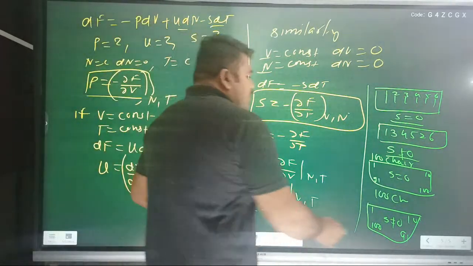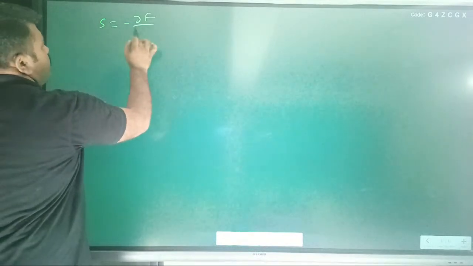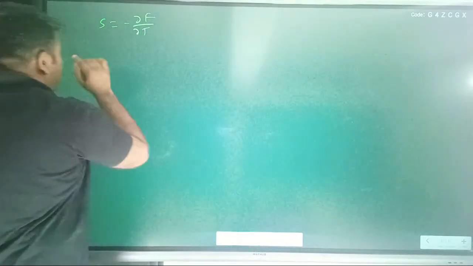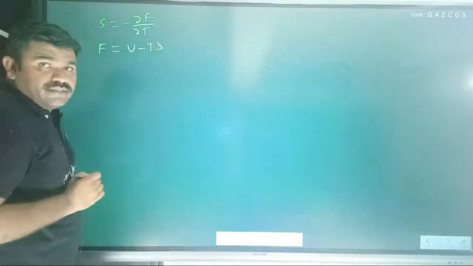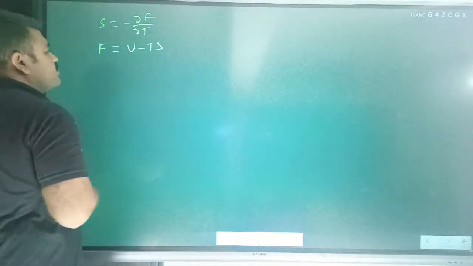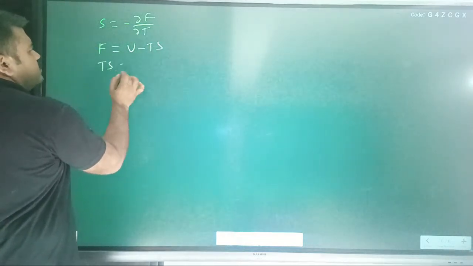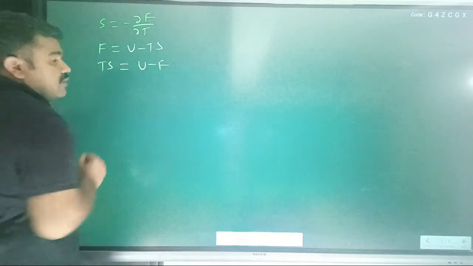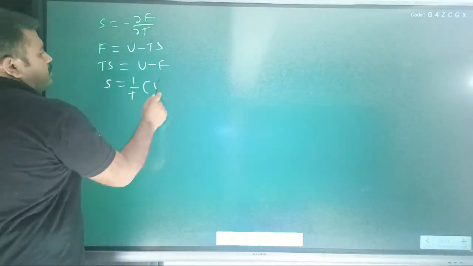But to find out the entropy, we can use two formulas. Which one? Entropy S is equal to minus ∂F/∂T. Or we know that the Helmholtz free energy F is equal to U minus TS. So in this also you can find out the entropy. Take the TS on this side, then TS is equal to U minus F. Then S is equal to 1 upon T times (U minus F).